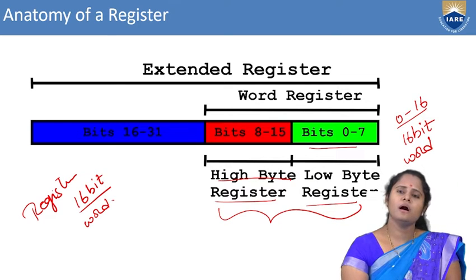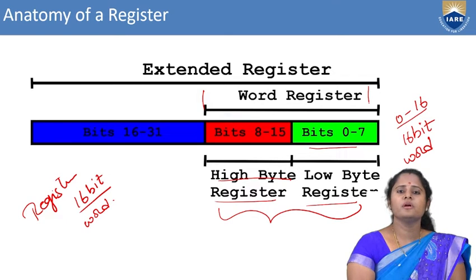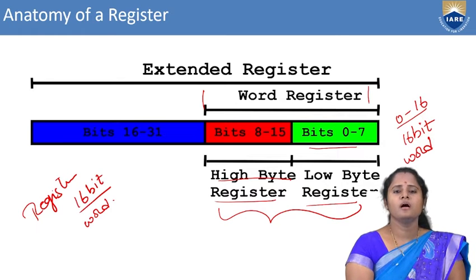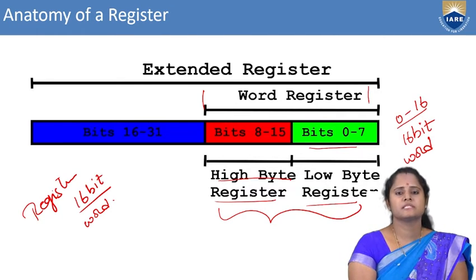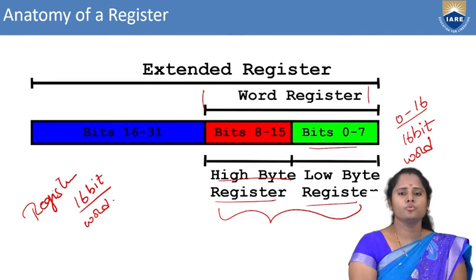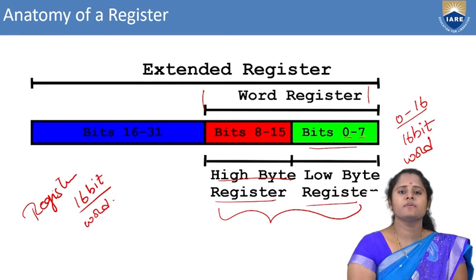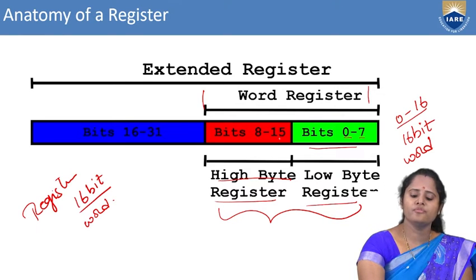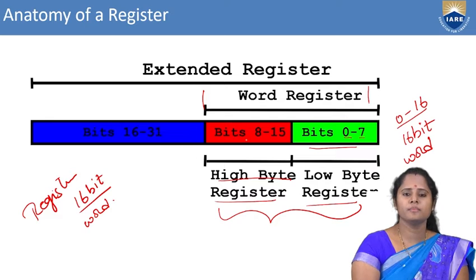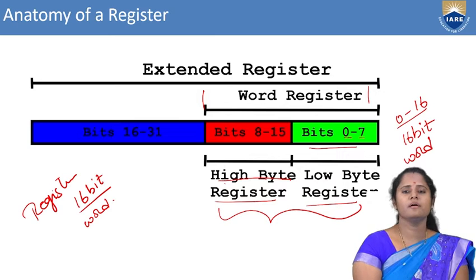Those are called word registers. A word register is nothing but what? We are storing the data of how many bits? 16 bits. That 16 bits can again be divided into two groups. One is from bit 0 to 7, which is the low byte register, and the other set of data bits, from 8 to 15, is the higher byte register.